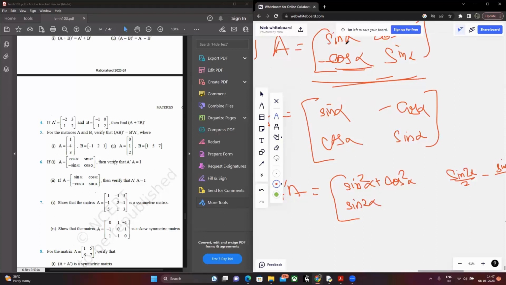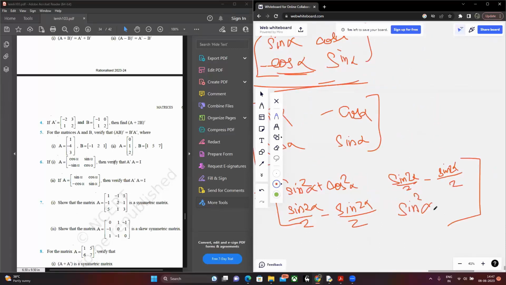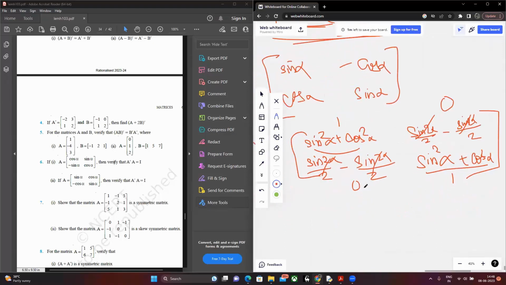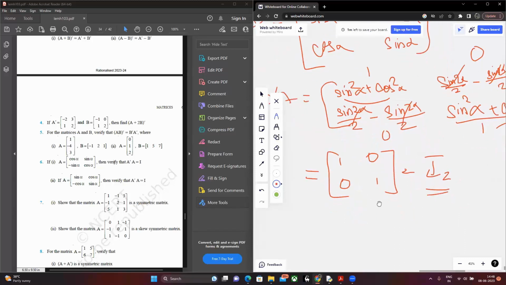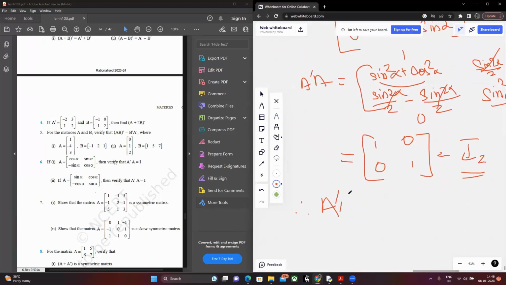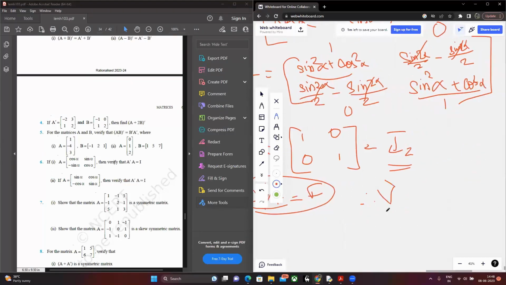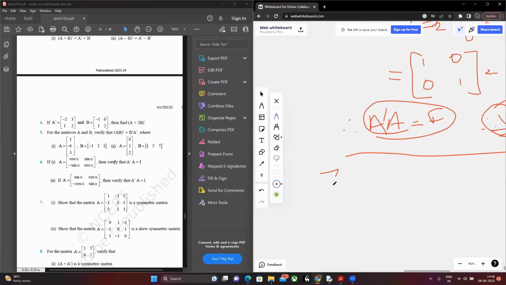Again, over here you have cos alpha sine alpha into this. That is going to be sine 2 alpha by 2 minus sine 2 alpha by 2. And over here, you're again going to have sine squared alpha plus cos squared alpha. This gives you 1. This gives you a 0. This again gives you a 0. This gives you a 1. So therefore, A dash A is going to be equal to the matrix 1, 0, 0, 1, which is I2. Right? Therefore, you have proved that A dash A is equal to I. Therefore, verified.